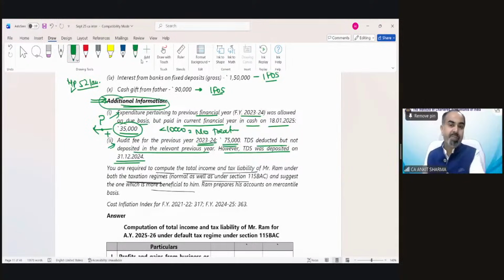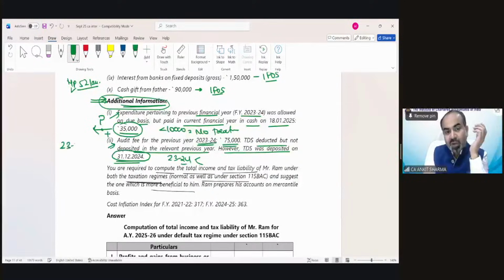Now, audit fee for the previous year 23-24 was 75,000. TDS deducted but not deposited in the relevant previous year, that means in 23-24. TDS deposited on 31st December 2024, that means after the due date of ROI of 23-24. The 23-24 due date of ROI would be either July or October, and payment has been made on 31st December 24. So what would have been done?